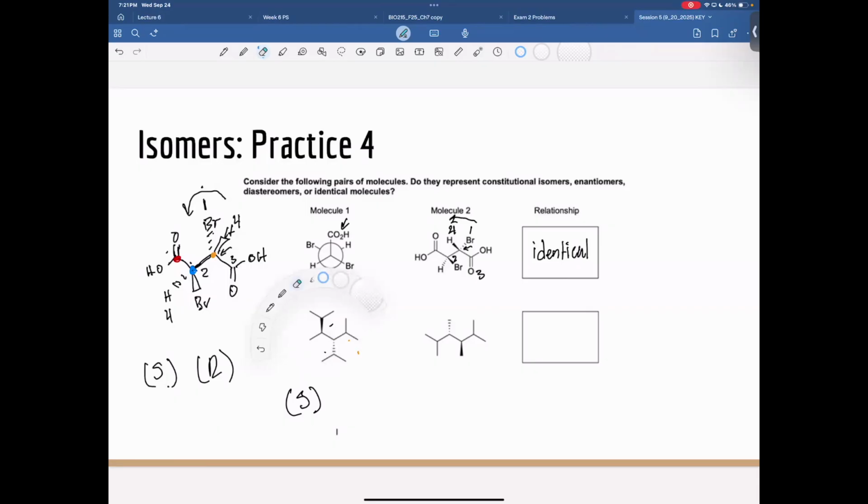And then this other stereo center right here. Oh, yeah, a mistake. This is a common mistake. This is not a stereo center. This is one of the examples where you'll see a dash or a wedge and it not be a stereo center, because these two groups are the same. So it's not a chiral center.